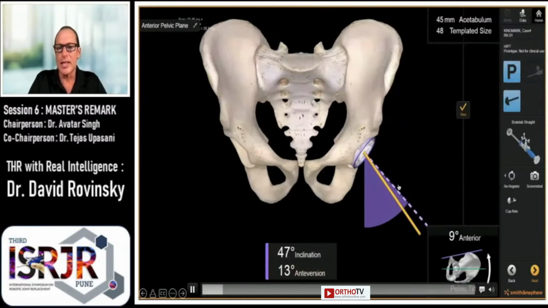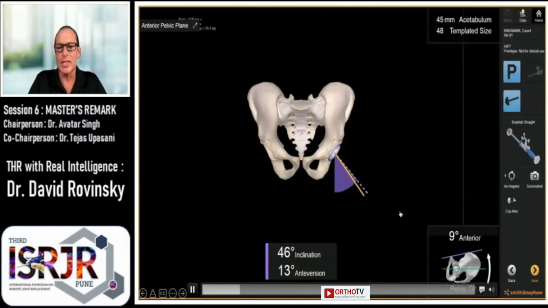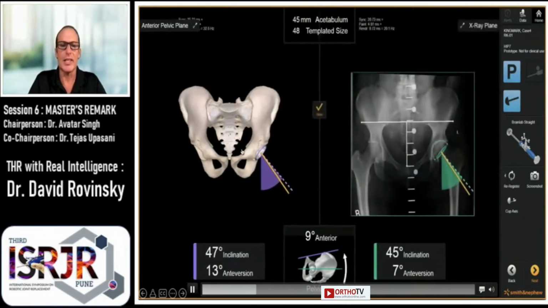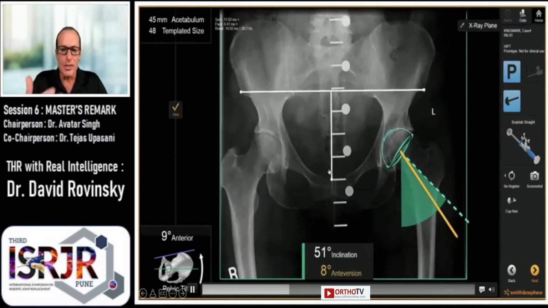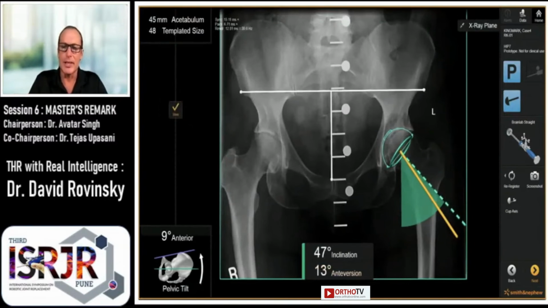So basically, you're trying to line up the purple dashed line with the yellow target line. This is navigating to the anterior pelvic plane, and this is navigating to the supine plane or the functional plane, and it looks like you're navigating relative to a virtual X-ray. So now we can define a target precisely and hit that target precisely with our acetabular component position.